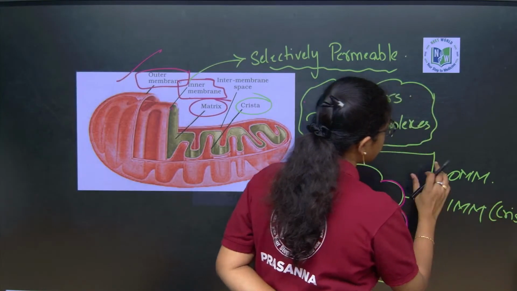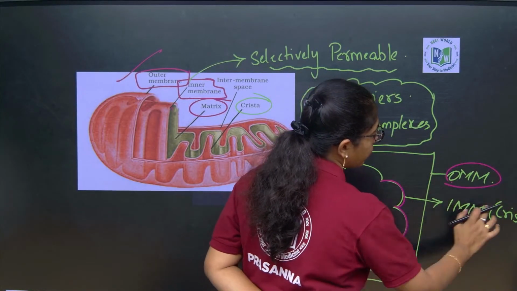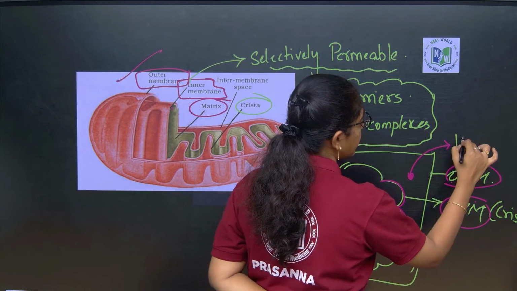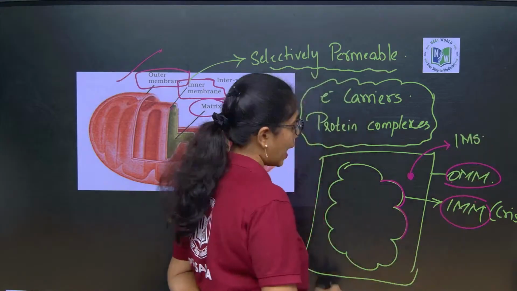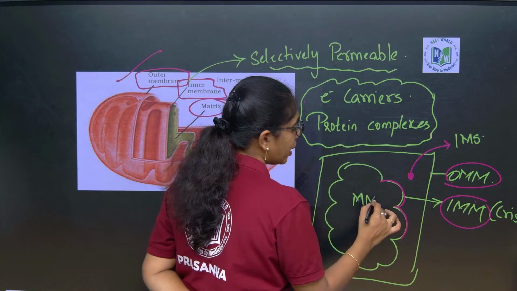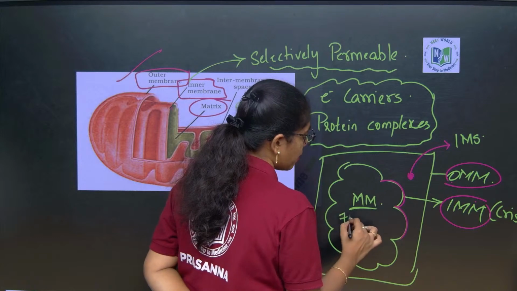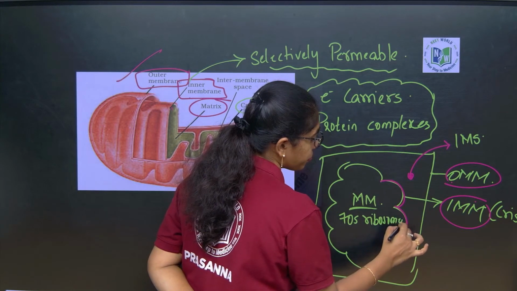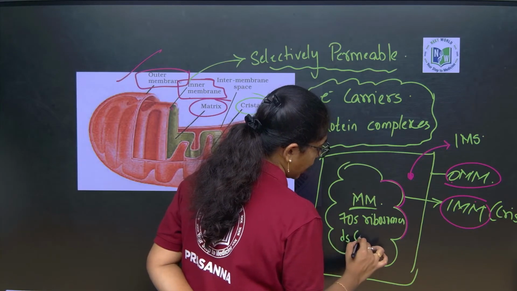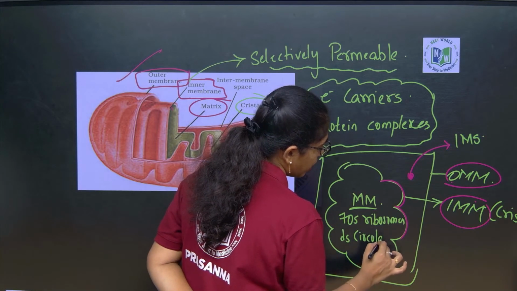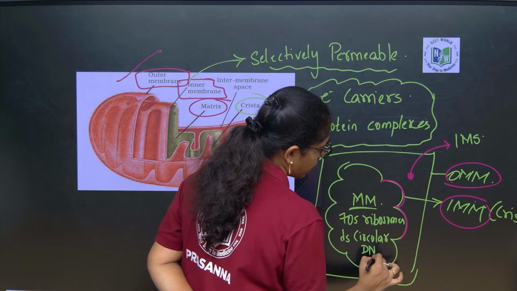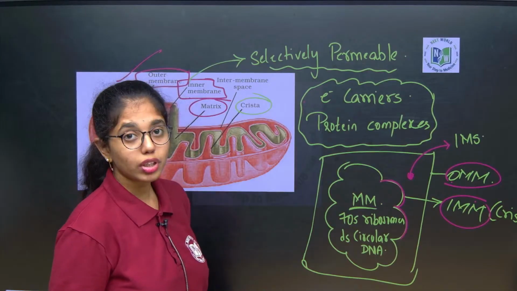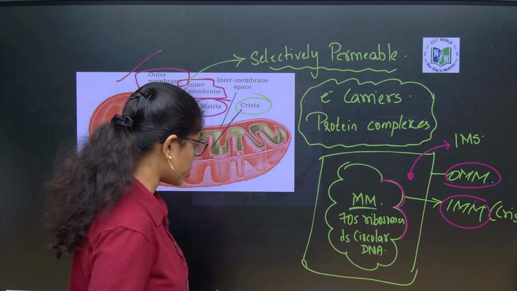The space between the outer mitochondrial membrane and inner mitochondrial membrane is called the intermembrane space, and inside is the mitochondrial matrix, which has 70S ribosomes and double stranded circular DNA. Clear? Fine. Now here we have to know the locations of aerobic respiration.